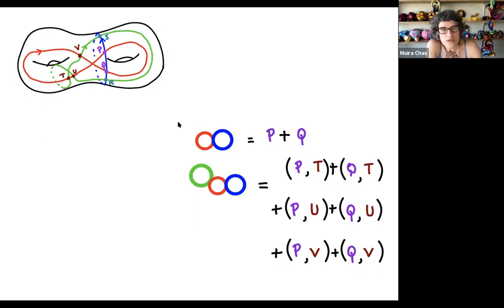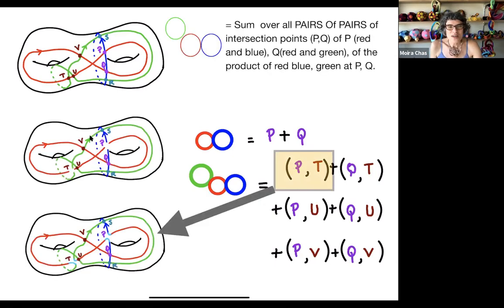This is a representation. The red and the blue intersect in point P and point Q. So I just put right here P plus Q. This represents that sum. And this sum represents the sum of the pairs, a pair where the first point is here in the red-blue, and the second point is here in the green-red. So for instance, this is PT, PU, et cetera. We sometimes call this the Stone algebra.